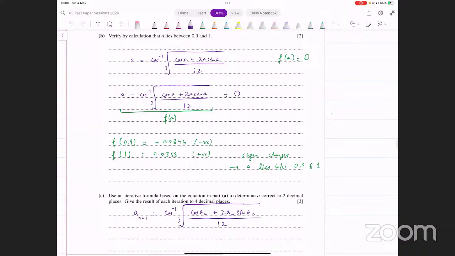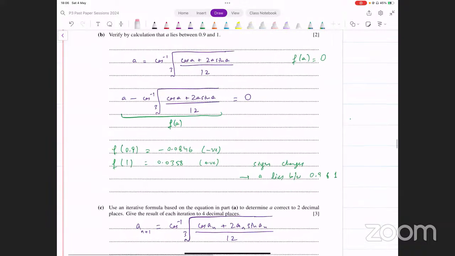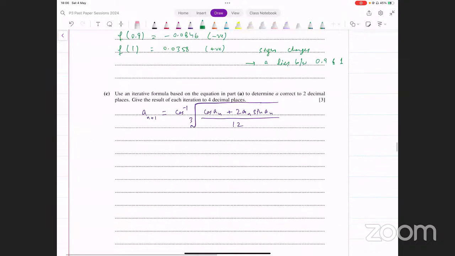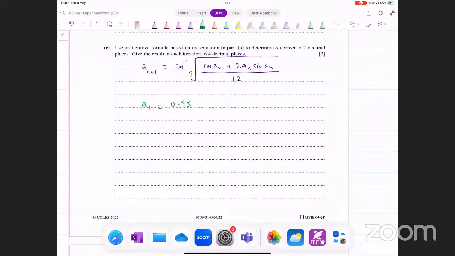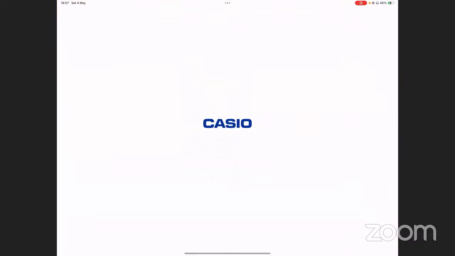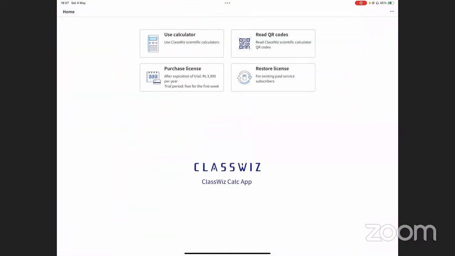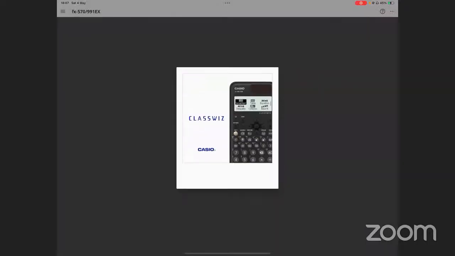Now, what value do we start from? The midpoint of these two numbers, 0.9 and 1. This is going to be our A1. A1 is 0.95, the midpoint of 0.9 and 1. So this is going to be our first value. Now let's put this inside this formula and see what that gives you. Now let me try this here in front of you, because putting this whole thing on our calculator is slightly tricky. So I'll just show this to you as well.